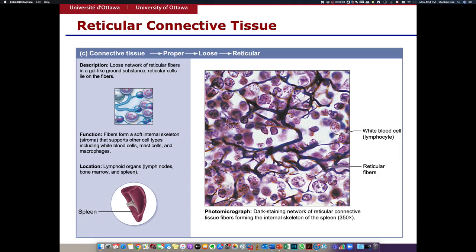In reticular connective tissue, these thin fibers form a mesh-like stroma or network that acts as a support for other cells in soft organs such as the lymph nodes, kidney, spleen, bone marrow, and liver. Note that reticular fibers are found in other connective tissue types as well. So to recap, this type of connective tissue provides a soft bedding for cells to attach to and sit on.